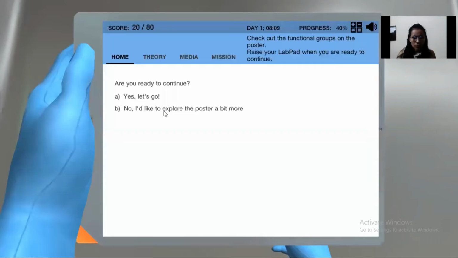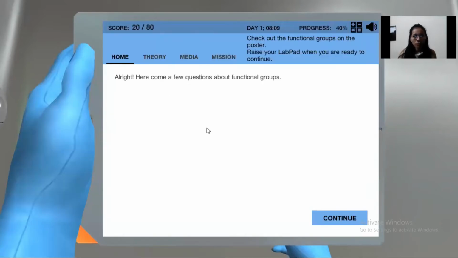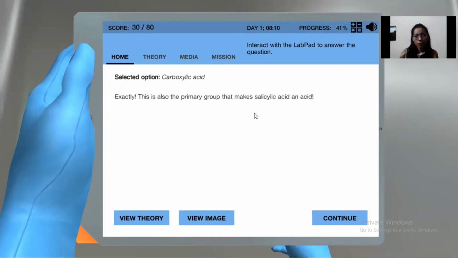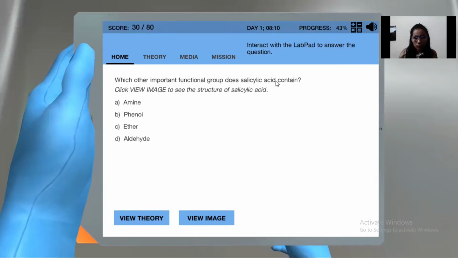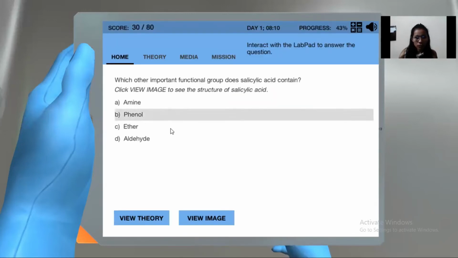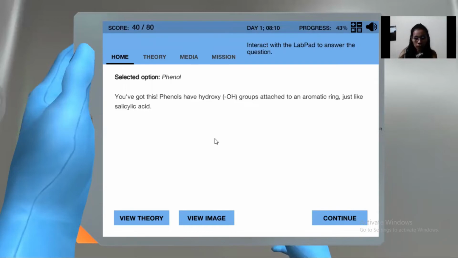Are you ready to continue? Alright, here come a few questions about functional groups. Remember the structure of salicylic acid? It had a COOH group. Which functional group would this be? Exactly. This is also the primary group that makes salicylic acid an acid. Which other important functional group does salicylic acid contain? You've got this. Phenols have hydroxy groups attached to an aromatic ring, just like salicylic acid.